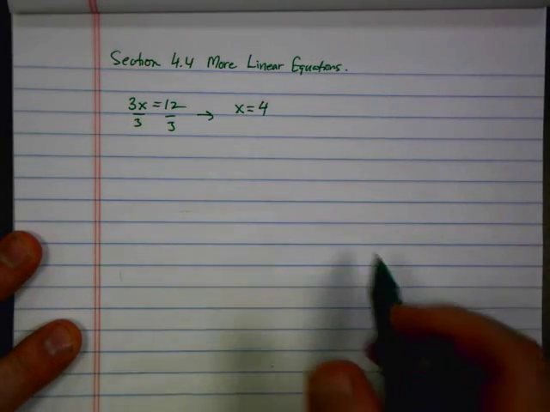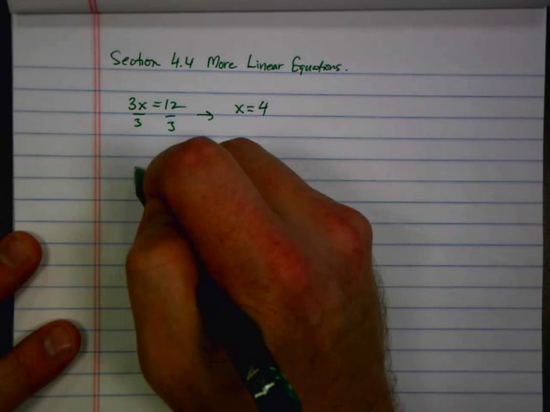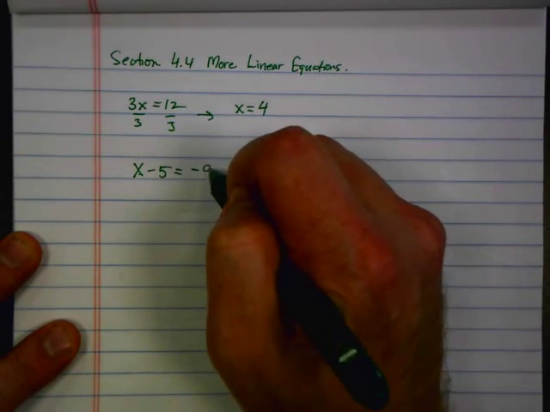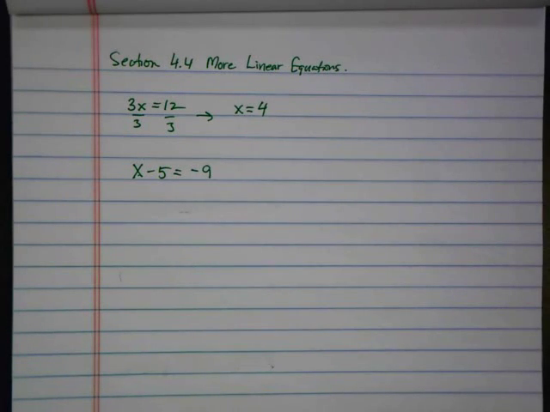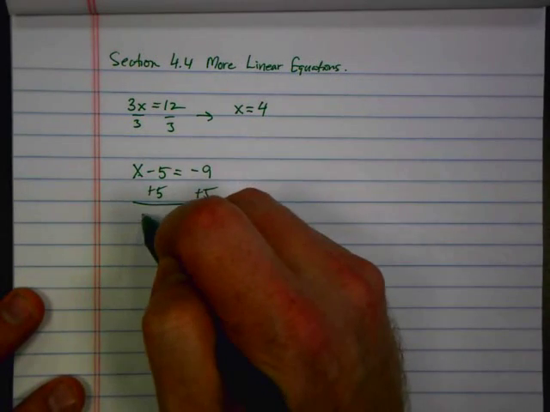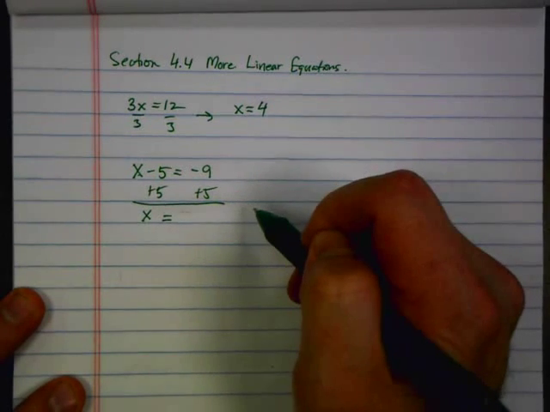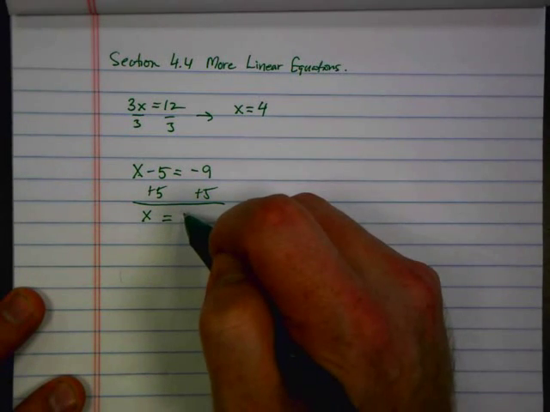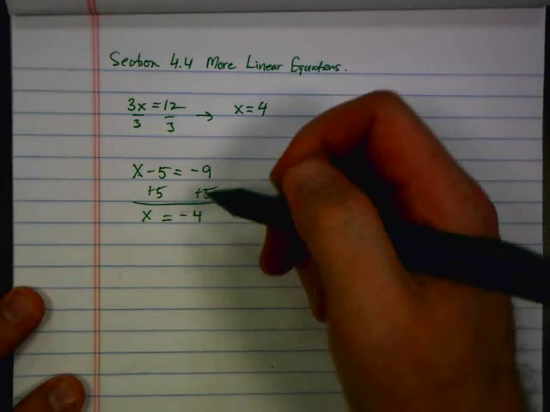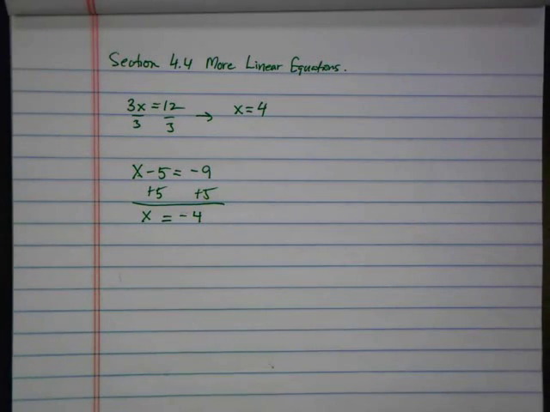Or we might have had something like x minus 5 equals minus 9. How did we get the x all by itself? Add 5. So we added 5 to both sides, and we ended up with negative 9 plus 5, which is negative 4.